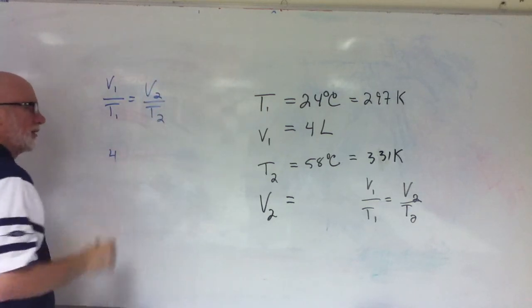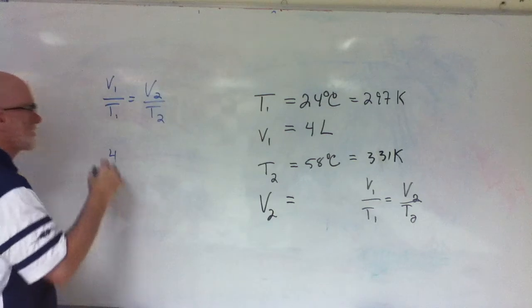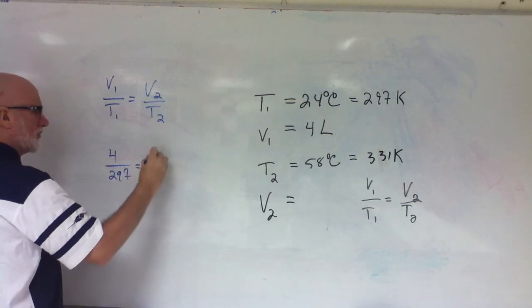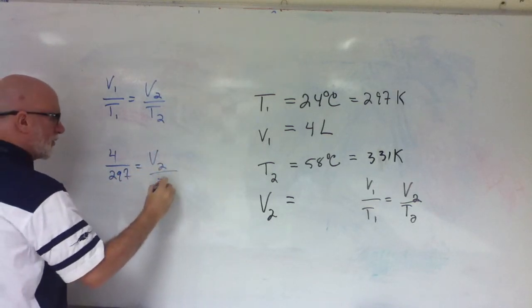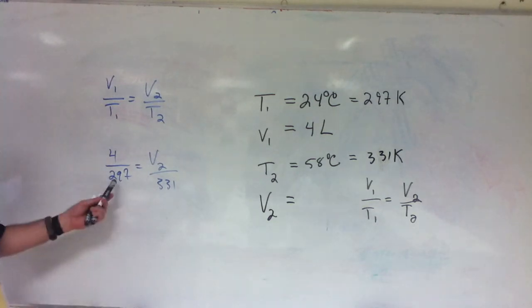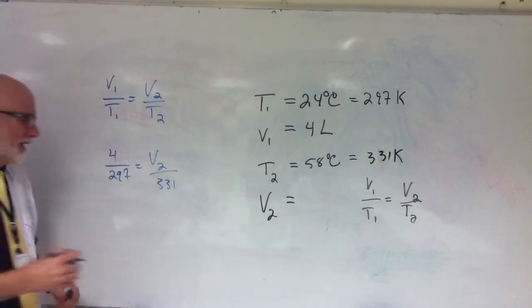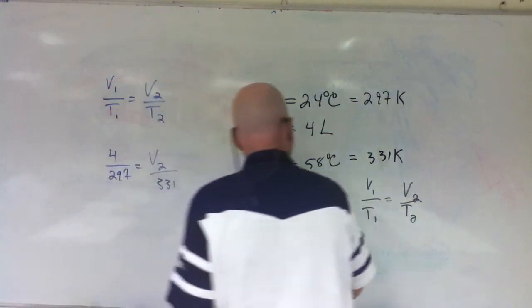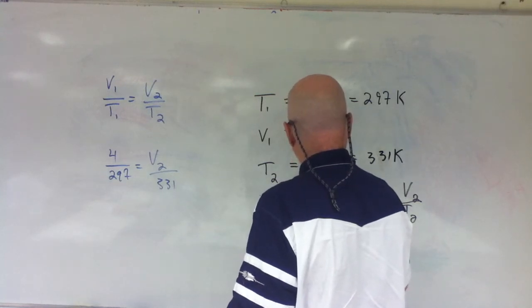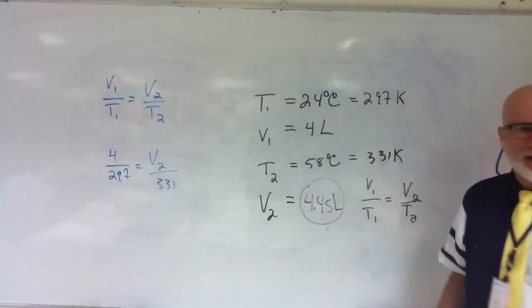V1 is going to be 4. It's in liters, Kelvin, so we're cool, right? With the unit labels, we can just plug numbers in. So this is going to be 4 over 297 equals V2, which is what we're looking for, over 331. So cross multiply, 4 times 331 divided by 297 is what? 4.45. So V2 equals 4.45 liters. And that should make sense because I'm increasing the temperature, so I should increase the volume, correct?